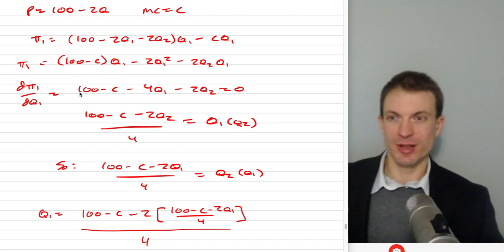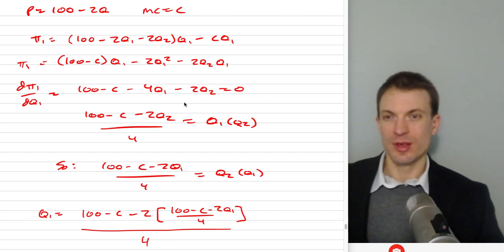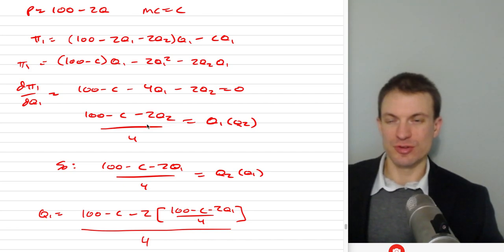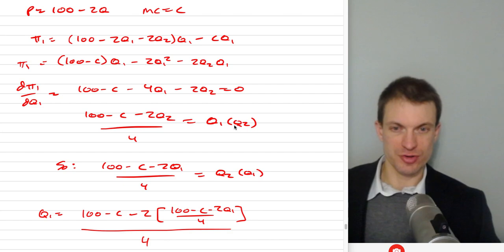Taking a derivative, I'm going to get 100 minus C. Then I'm going to get 4Q1. Then I'm going to get 2Q2. Solving for Q1, I'm going to have 100 minus C minus 2Q2, the whole thing divided by 4, gives us firm 1's choice as a function of firm 2's choice.